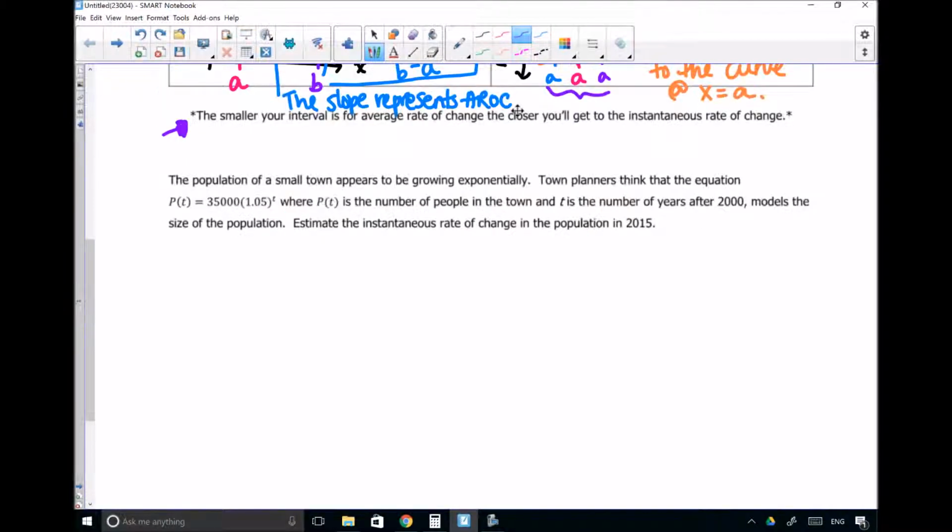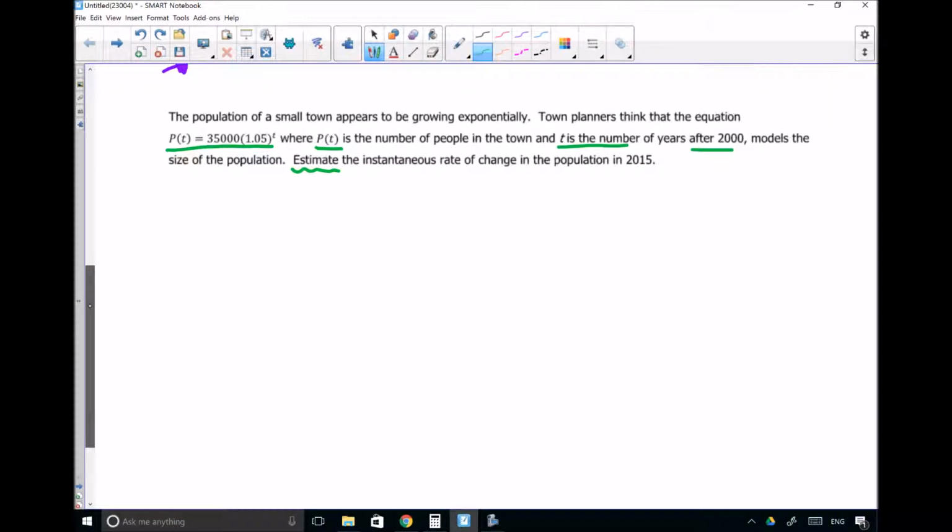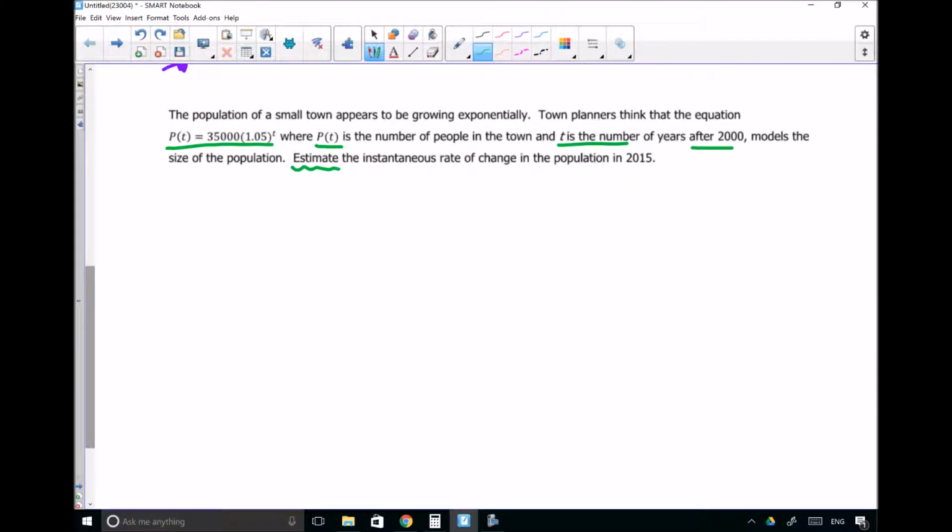Okay. Let's take a look at this question right here. The population of a small town appears to be growing exponentially. Town planners think that the equation P of t equals 35,000 times 1.05 to the power of t, where P of t is the number of people in the town and t is the number of years after 2000, models the size of the population. Estimate the instantaneous rate of change in the population in 2015. So if you notice right here, it says to estimate it. And the reason why we're going to estimate it is because there's no way to get an exact answer for this problem without using calculus and something called limits.